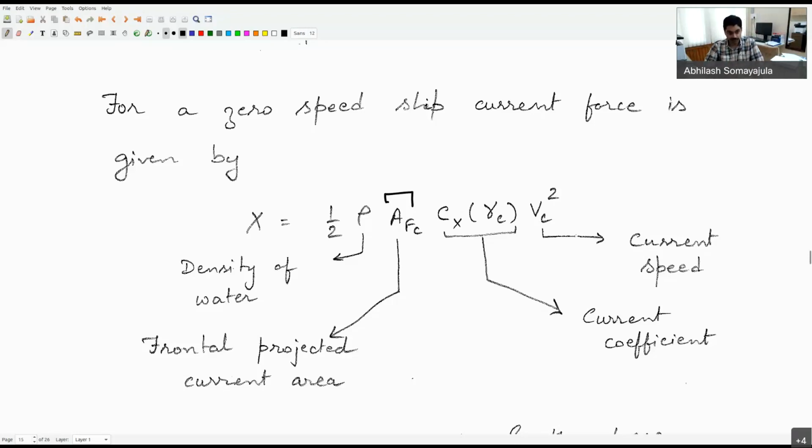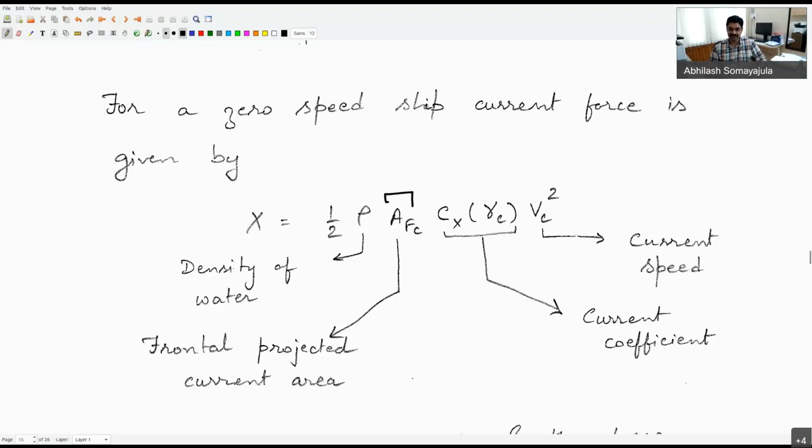Once I get that force, I can compute the current coefficient, since I know the value of rho, the frontal area, and the current speed. That is how the experiment is generally performed. Everybody with me so far? And that is what we use for our low speed applications.